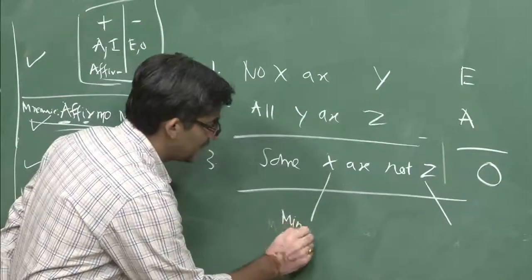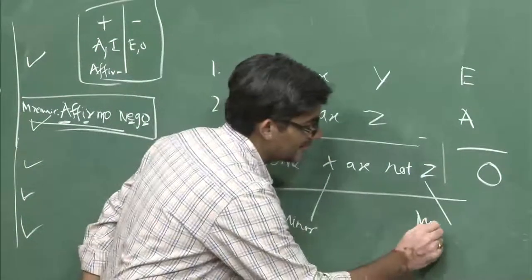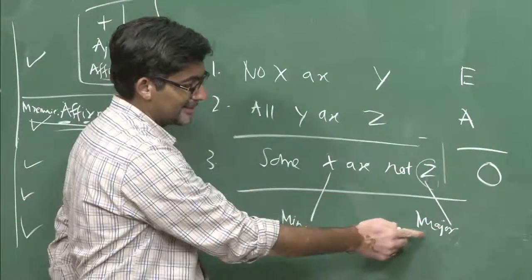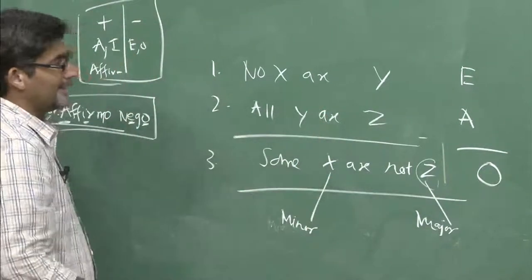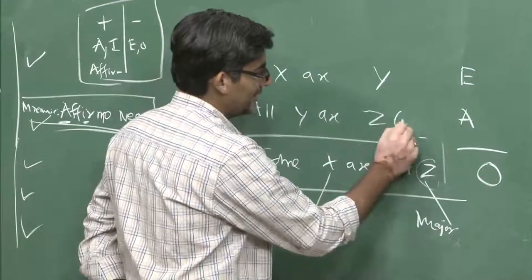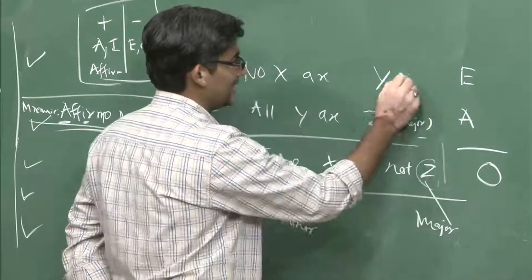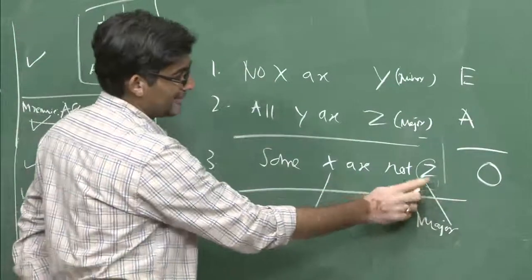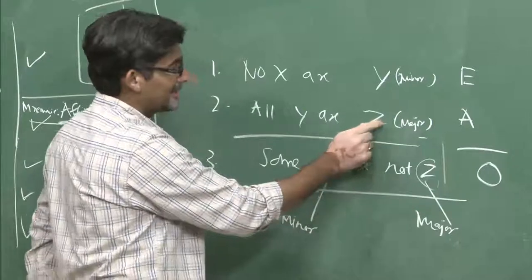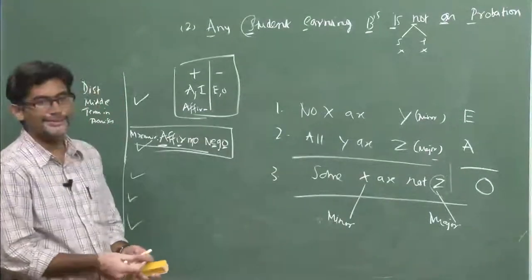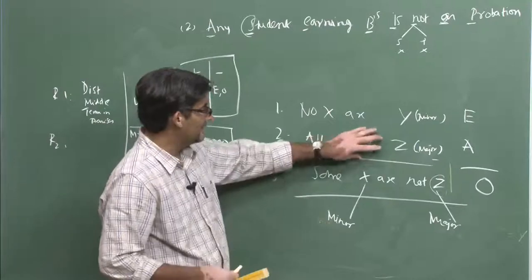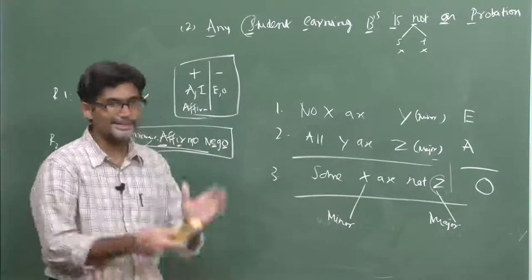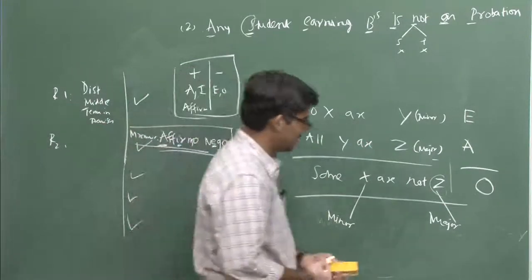So this is considered the minor term and this is considered the major term, and wherever this z term occurs, that is the major term, and that premise is considered the major premise. This is the major premise and this is called the minor premise, because x occurs here, whereas z is the predicate of the conclusion. The convention is that we always state the major premise first, followed by the minor premise and then the conclusion. That is the style followed in most syllogisms.